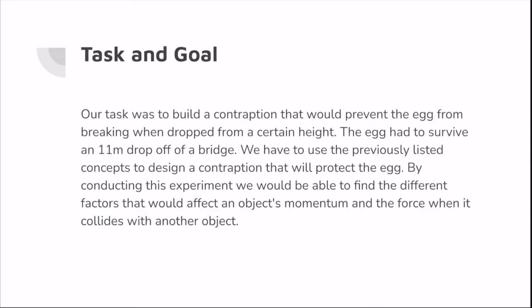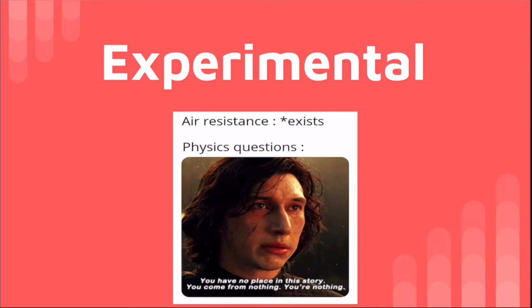Our task was to build a contraption that would prevent the egg from breaking when dropped from a certain height. The egg had to survive an 11-meter drop off of a bridge. We have to use the previously listed concepts, impulse, momentum, the impulse-momentum theorem, to design a contraption that will protect the egg. By conducting this experiment, we would be able to find the different factors that would affect an object's momentum and the force when it collides with another object. We will now be discussing the experimental aspects of the lab.